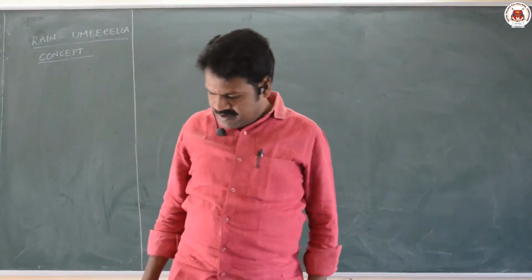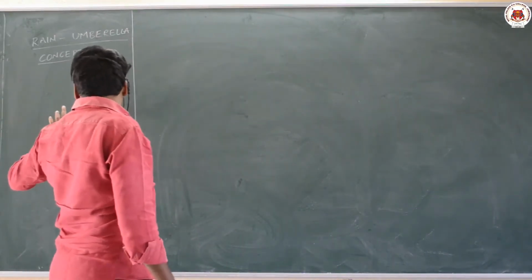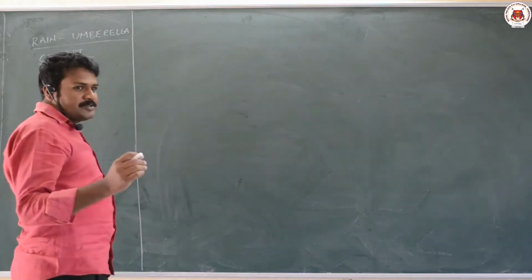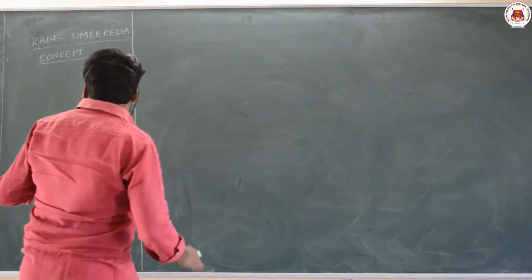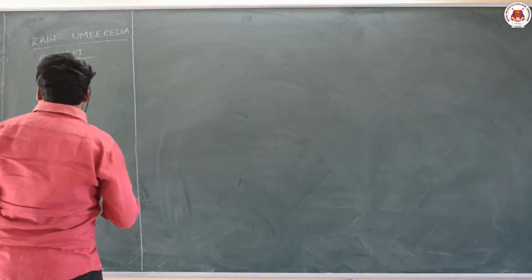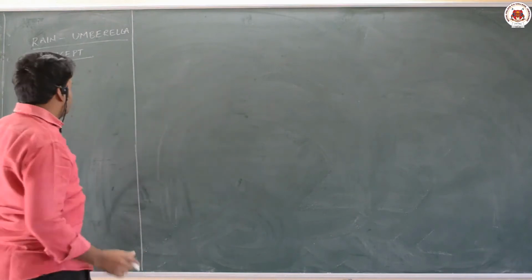Today let us discuss an application of relative velocity, the rain umbrella concept. In the last video I gave a little bit of idea about the rain umbrella concept. Now we can calculate the direction in which you can hold the umbrella.